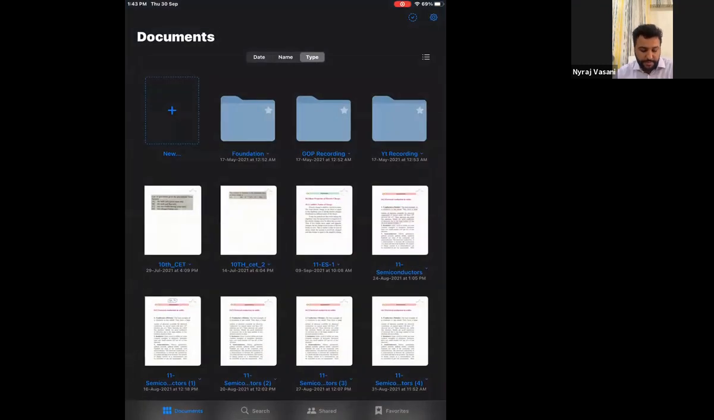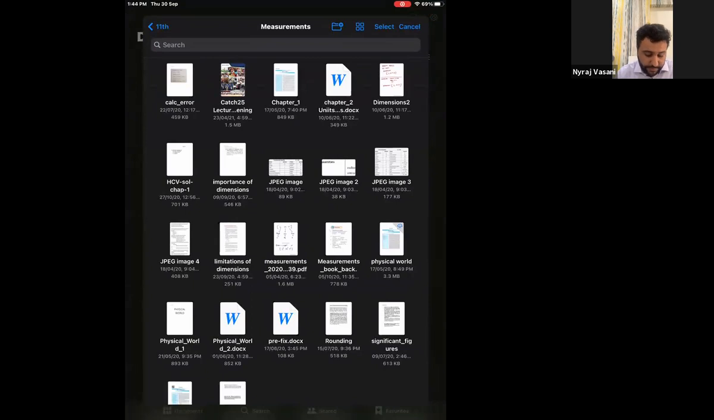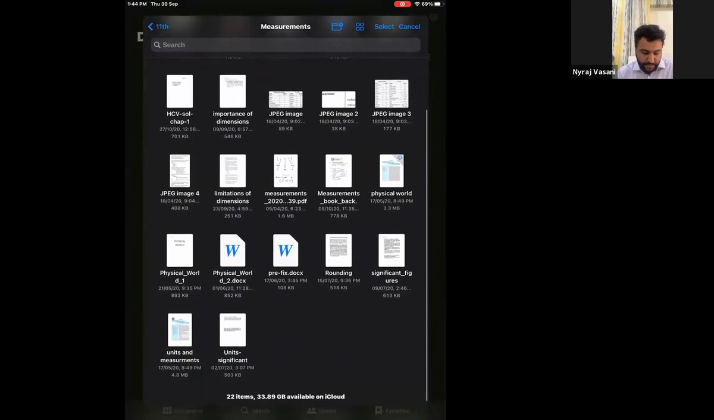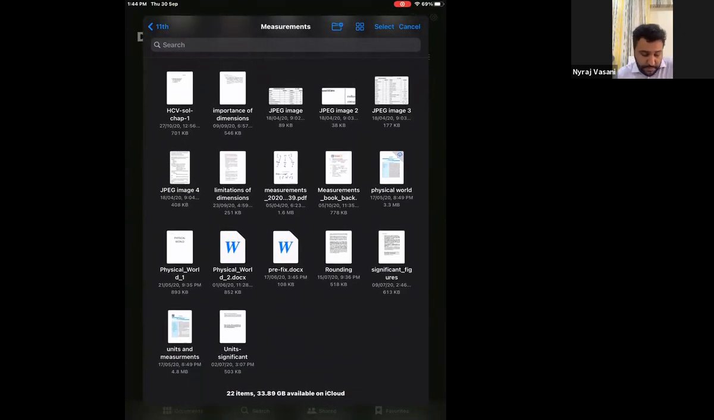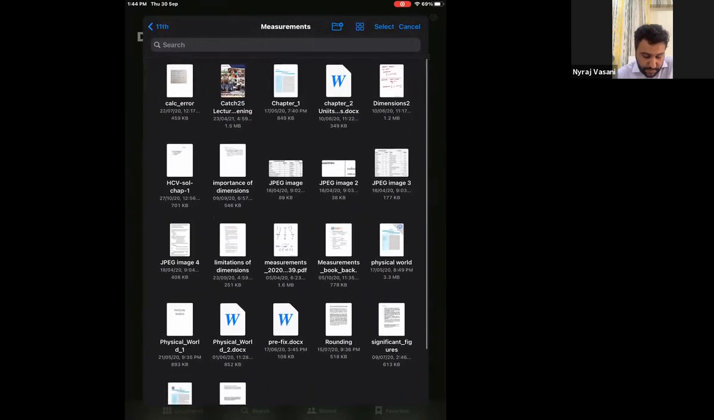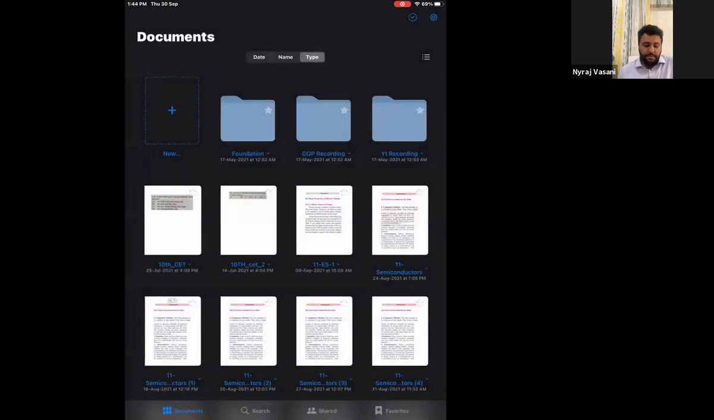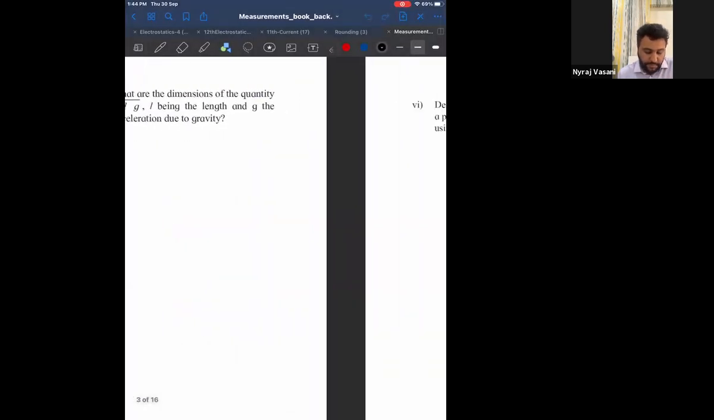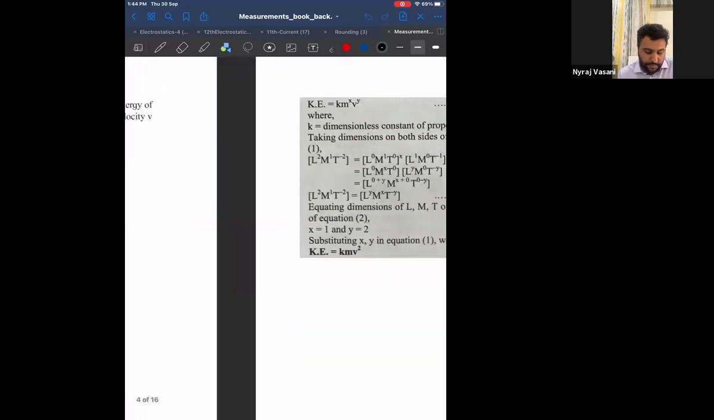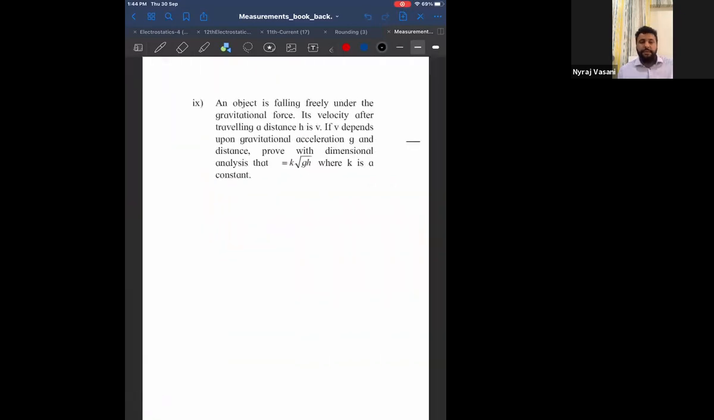Now, in your book back, they have given one question. We will do that question also. See here. This is in your book back, page number 15. If you have your textbook, you can check it. This is your book back question.